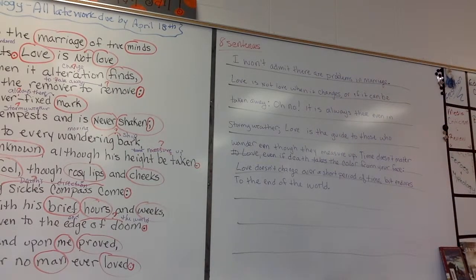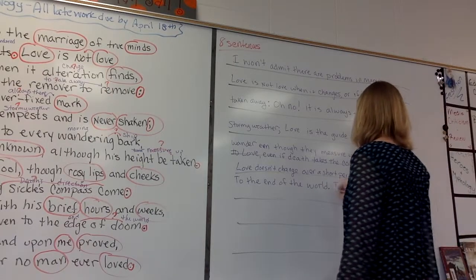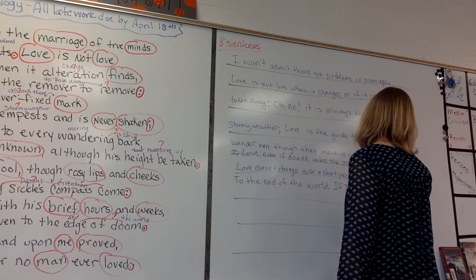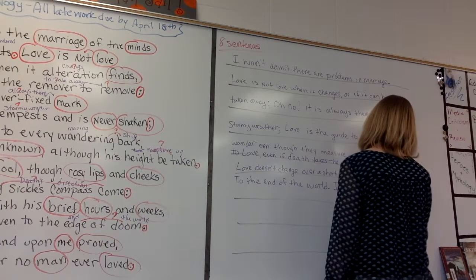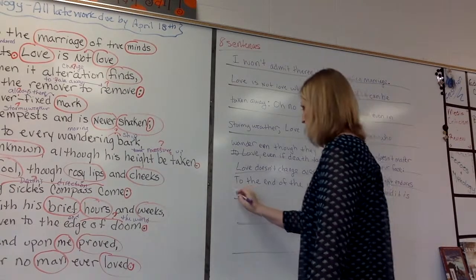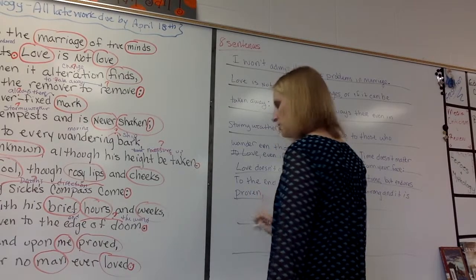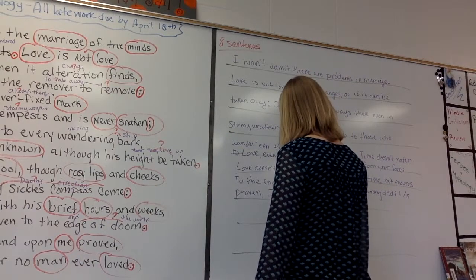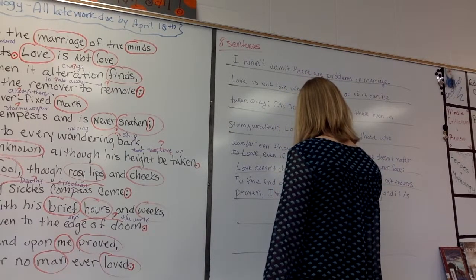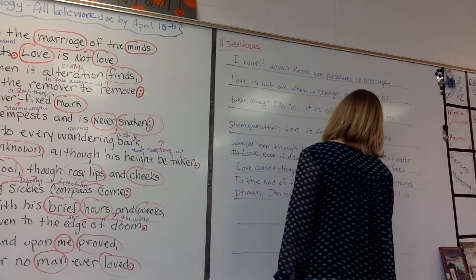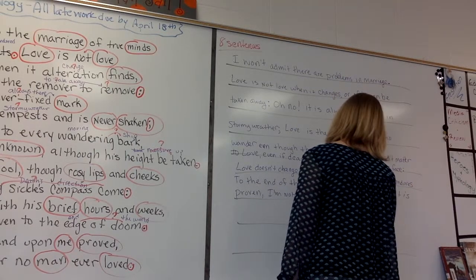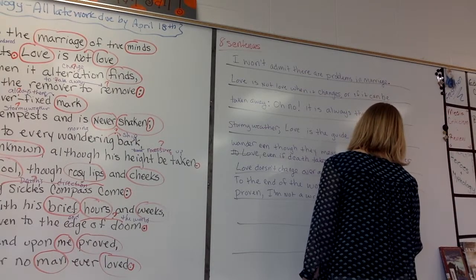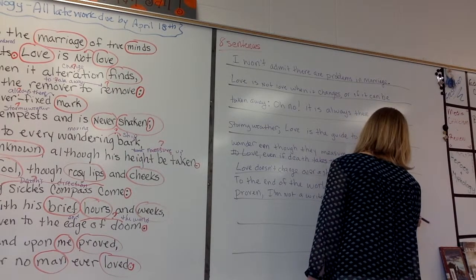Okay, if this be error and upon me proved, I never writ, nor no man ever loved. Okay, so again, back to the commas. If this be error and upon me proved. So if I'm wrong, because error is a mistake. If I am wrong, and it is proven, comma, I never writ, nor no man ever loved. I'm not a writer. And no one has ever loved. Period.